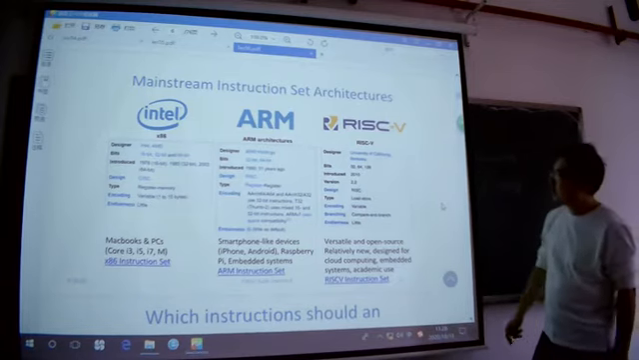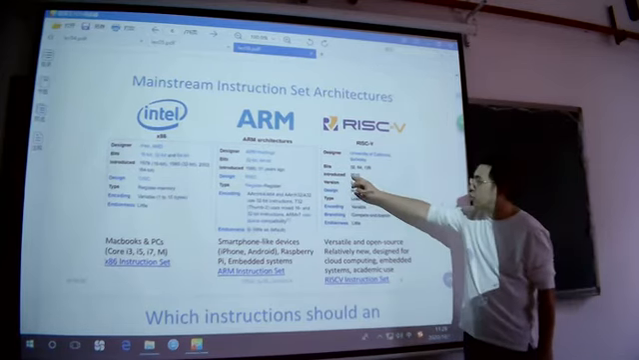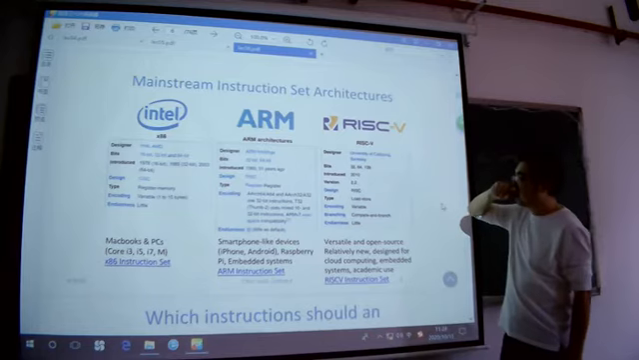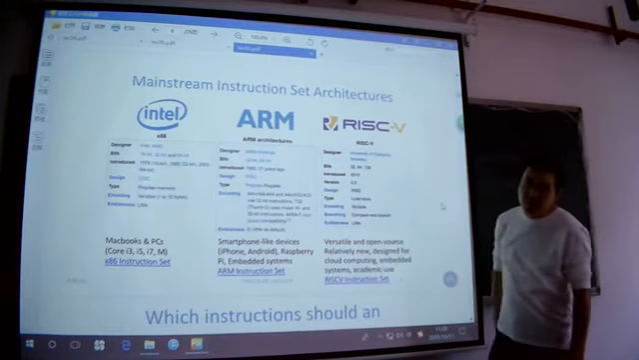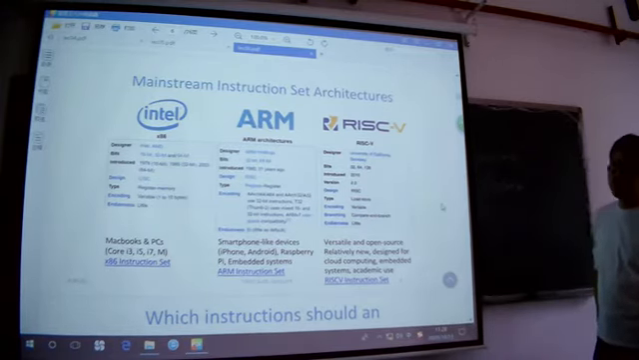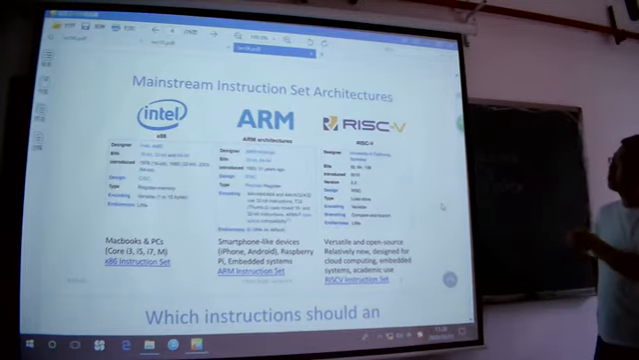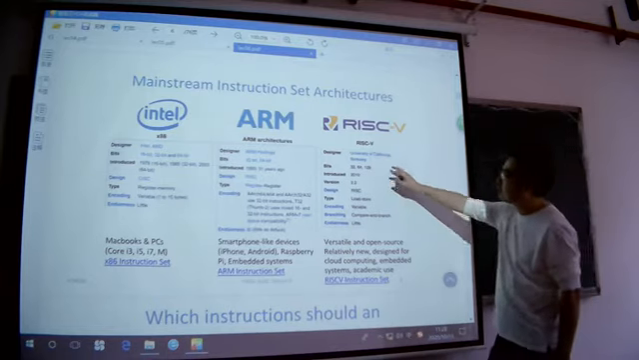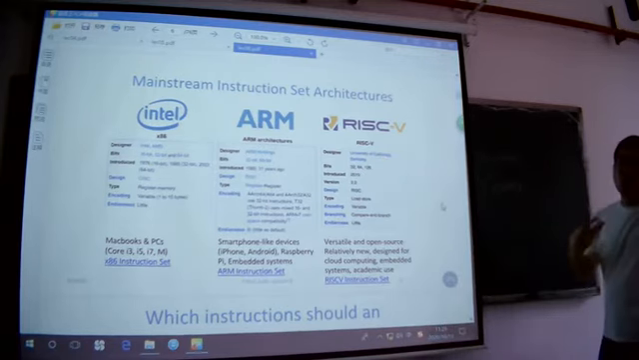RISC-V is designed by RISC. You can find in 2010 the University of California, Berkeley. This is a famous university in America, in the USA. The University of California has several schools. Berkeley is famous because the level of its computer science is very high. So we can find the University of California in the USA is very famous in the whole world.